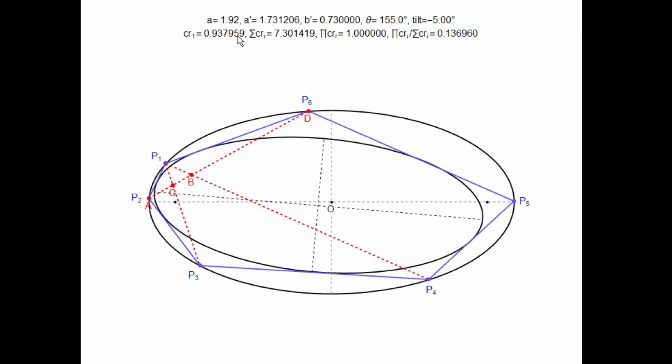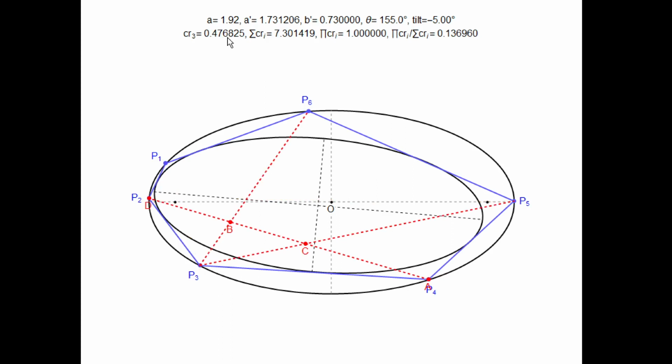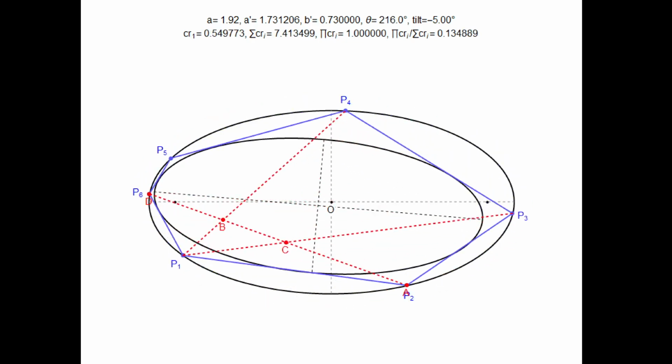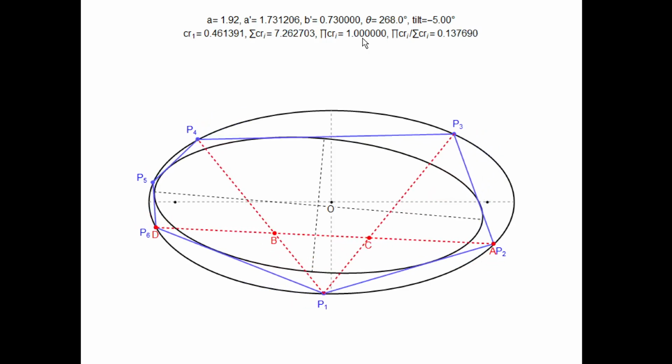Okay, so I'm going to get 0.93 times 2.23 times 0.47. That product of those 3 numbers, which are repeated then on P4, P5, and P6, is going to be equal to 1. And that product is invariant over the family. So I'm going to animate the family here. And you can see here that the product is just stuck at 1.